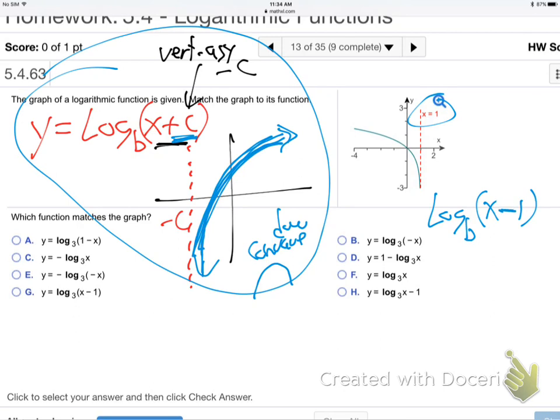Minus 1. Good so far? Remember, it's the opposite of whatever that number is, your c. Good. The b, you can tell they're all log base 3, so I'll just stick a 3 in there. It's clearly 3. So log base 3, they're all log base 3.